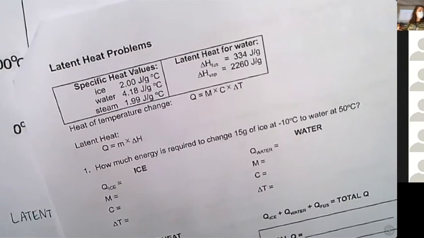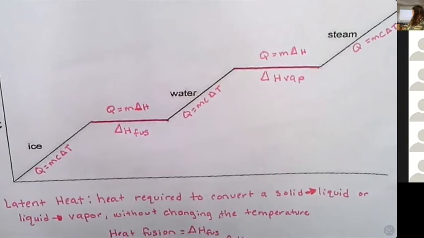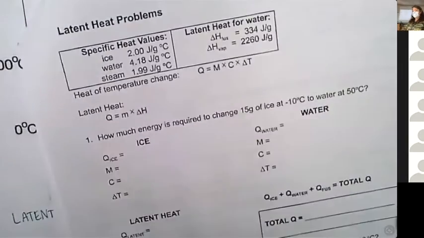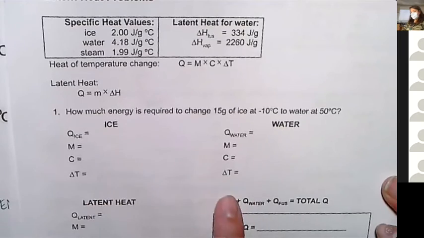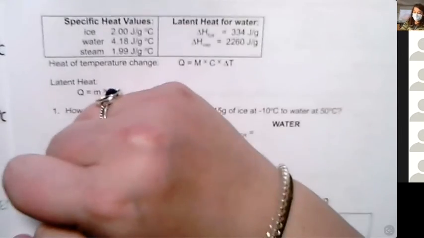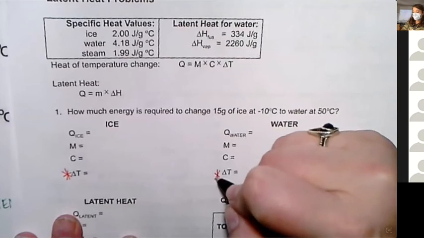Here's the thing. I would definitely recommend that you have something like this that we filled out in front of you, even though it lays it out for you. Q equals M times C times delta T. Same thing here, same thing here. The only thing that you need to be very careful of is what's happening with the temperature.